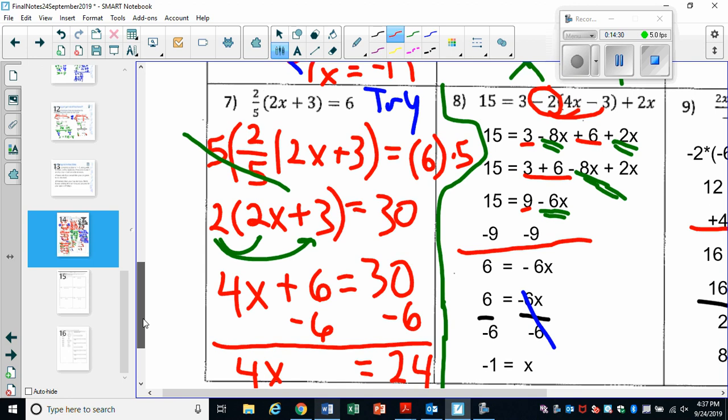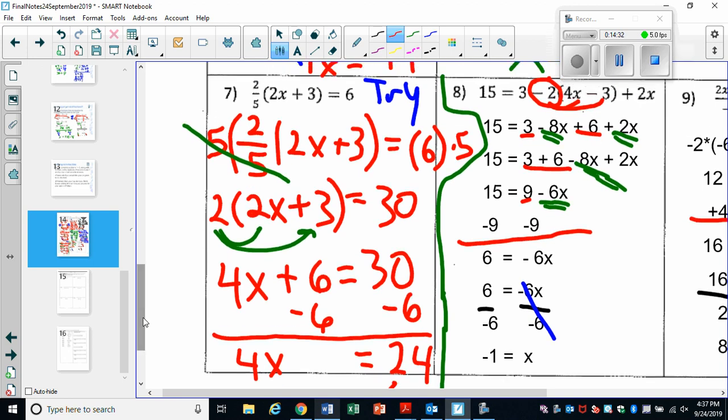Seven, similar to 6, where, again, multiply both sides by your denominator. So we get rid of our fraction, but we have to multiply the 6 on the right side by 5. So we have 2 times 2x plus 3 in parentheses. Keep them in the parentheses. It's equal to 30. Now we do our distribution.